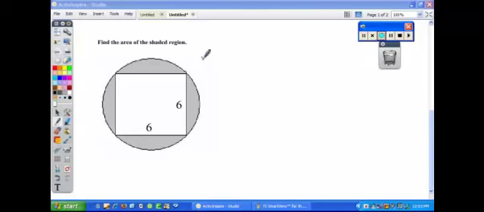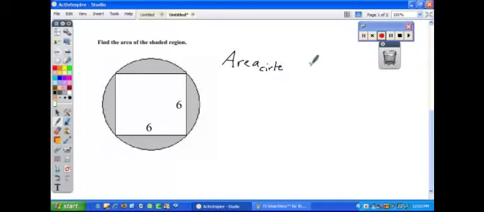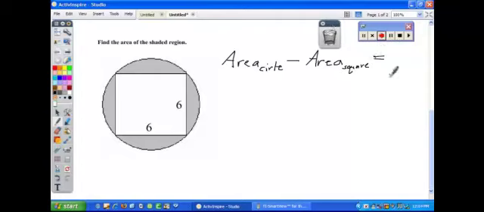Okay, the second problem that I want to do for you, I want to find the area of this shaded region. So let's do a little bit of planning here. If I know the area of the circle, and I take away the area of the square, that should give me the area of the shaded region. So that gives me my answer.